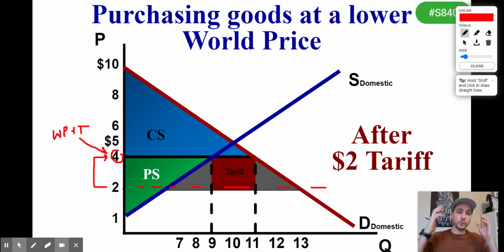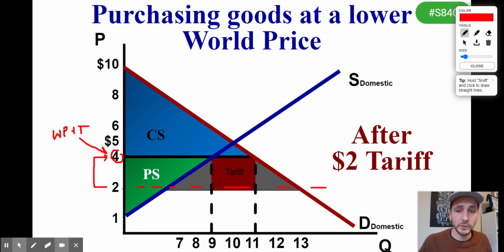Now, again, follow the rules. For consumer surplus, it's going to be below demand, above price. Remember, I'm not cutting it off at this quantity supplied right here like I would before. There's no chopper because even though I have a shortage, I import to cover that shortage so it doesn't persist.